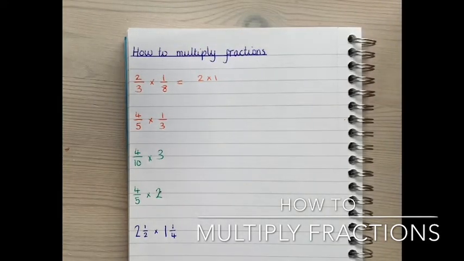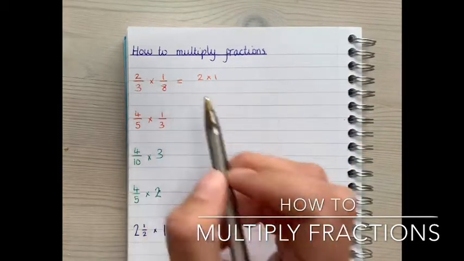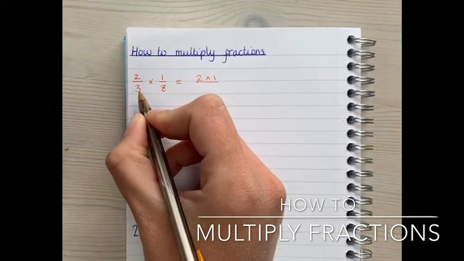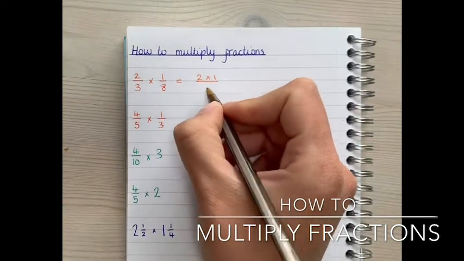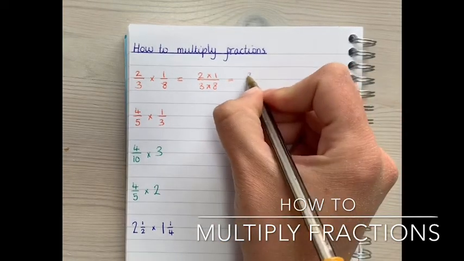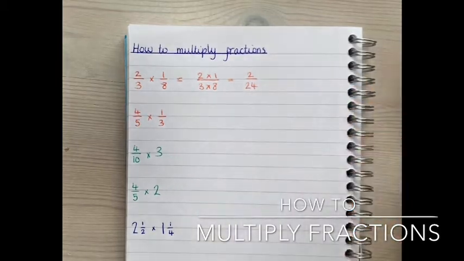And so when we do this, we're going to start with the numerators. So the numerators are 2 and 1, so 2 times 1. And then we're going to do the denominators, which is 3 times 8. Okay, so 2 times 1 is 2, and 3 times 8 is 24.